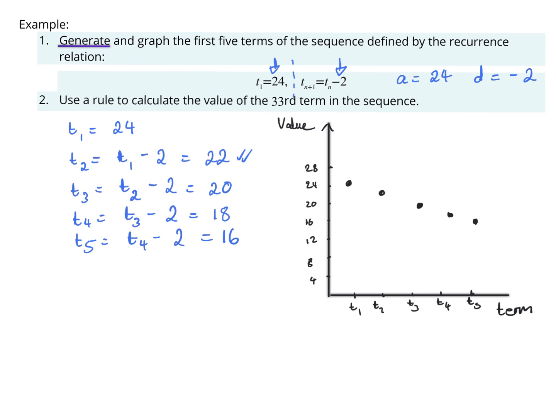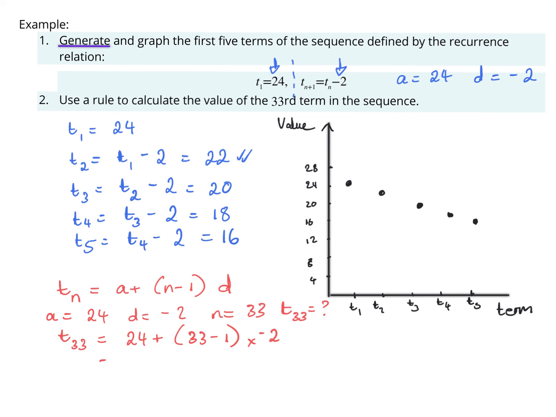So in part 2, we're asked to use a rule to calculate the value of the 33rd term. Now we know the rule, Tn equals a plus n minus 1 times d, and we know a and we know d. And because we want the 33rd term, let's just write what we've got. a is 24, d is minus 2, and n is 33, because we want T33.